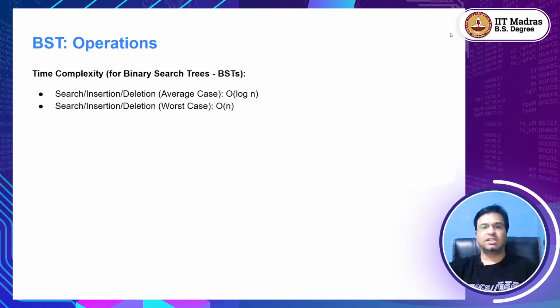And search, insertion, and deletion operations in the worst case are big O n. This occurs if the tree becomes unbalanced and essentially degenerates into a linked list, for example, if you insert elements in strictly ascending or descending order. In this scenario, you might have to traverse all n nodes. Trees are fundamental for organizing hierarchical data, and BSTs are excellent for efficient searching, sorting, and maintaining ordered data.